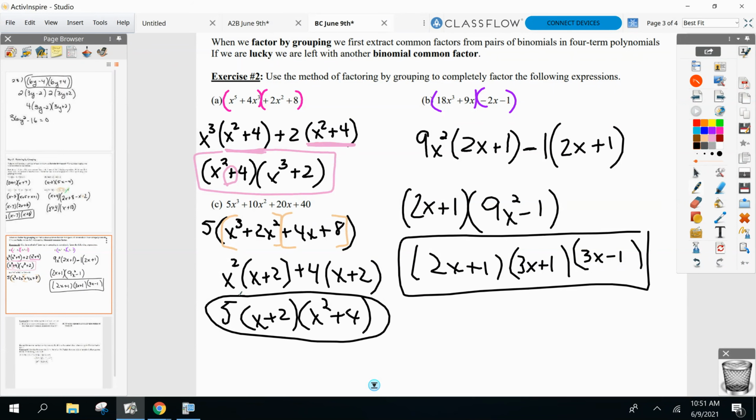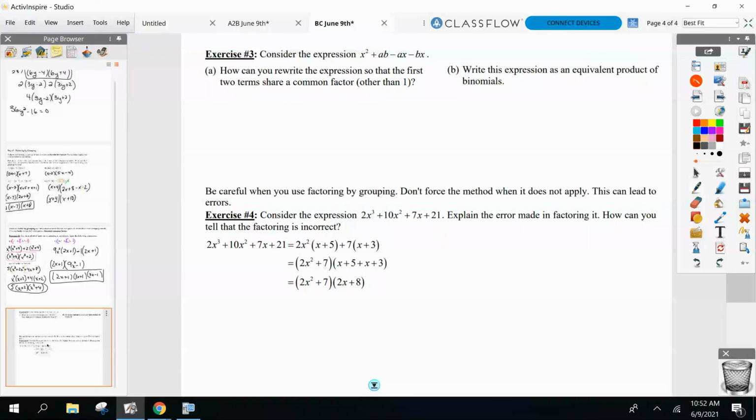Okay. Everything has been nice and cute for us. We group the first two and the last two, and everything comes out to be magical. What happens when I group the first two or the last two, and there is no GCF to take out? What the heck? Look at this one. X squared plus AB minus AX minus BX. So we don't see a GCF. There is no GCF, and it's 4 terms. So we're thinking grouping. So everyone would group the first two.